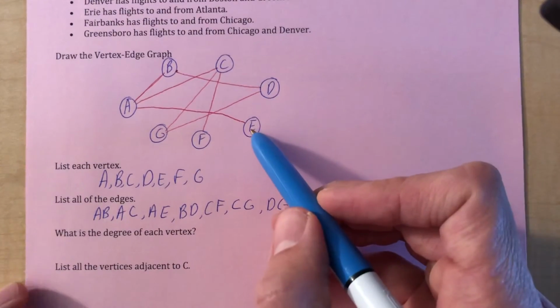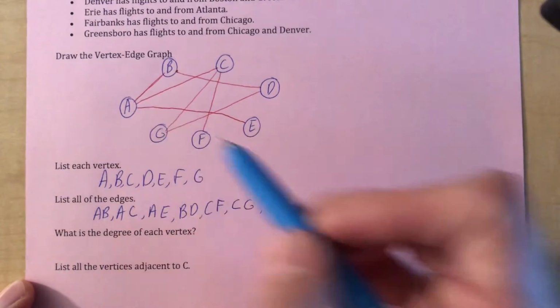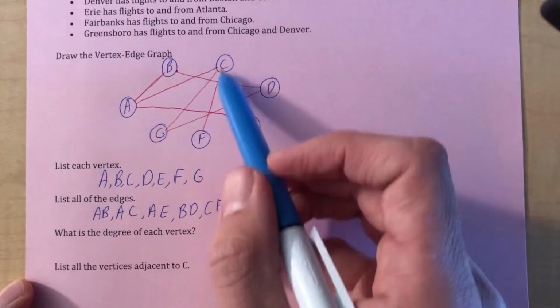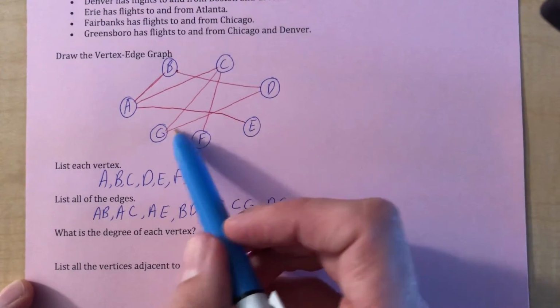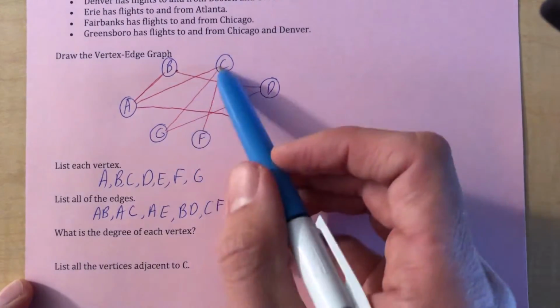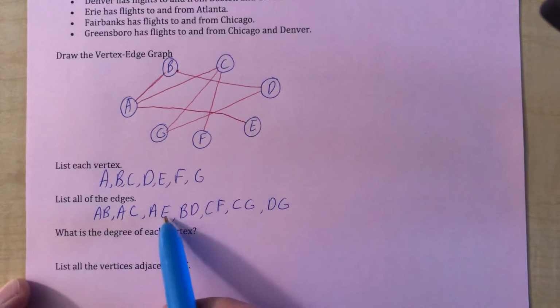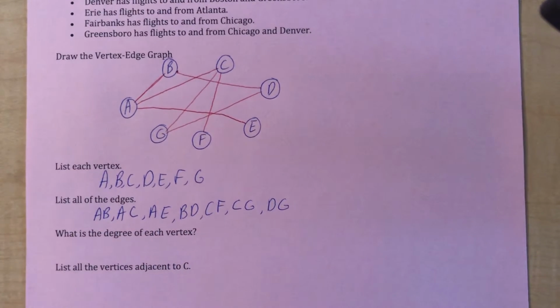We go to E, and E connects to A, that's taken care of. F connects to C, that's taken care of. G connects to D, G connects to C. Those are both taken care of. So we have 1, 2, 3, 4, 5, 6, 7 different edges, which are basically 7 different flights.